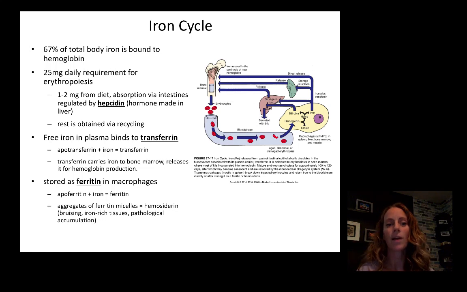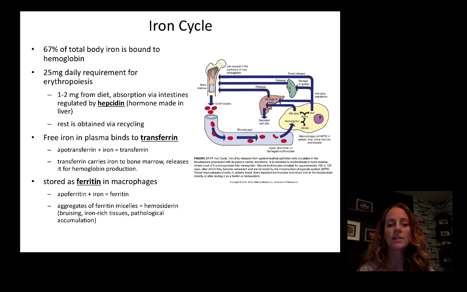Because hemoglobin requires iron, it's also important for us to review the iron cycle. So 67% of total body iron is bound to hemoglobin. So we have a 25 milligram daily requirement for erythropoiesis. We get about 1 to 2 milligrams from our diet. Absorption through the intestines is regulated by a hormone called hepcidin. The rest is obtained through iron recycling.